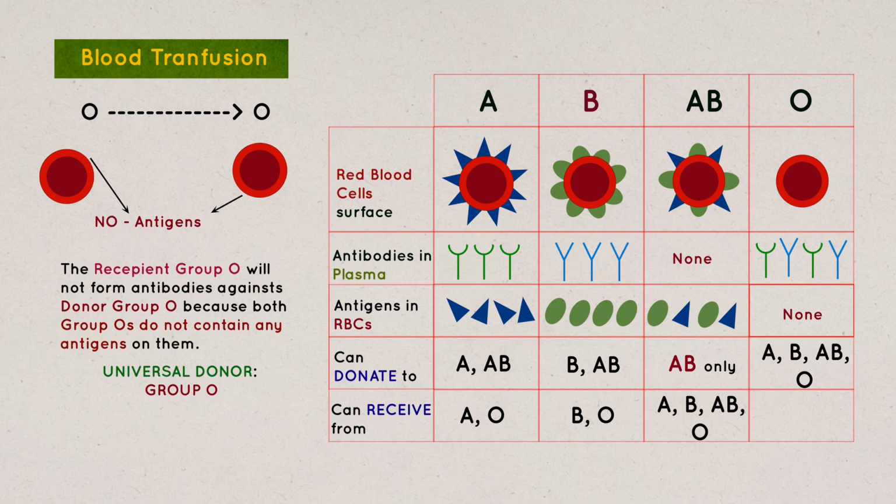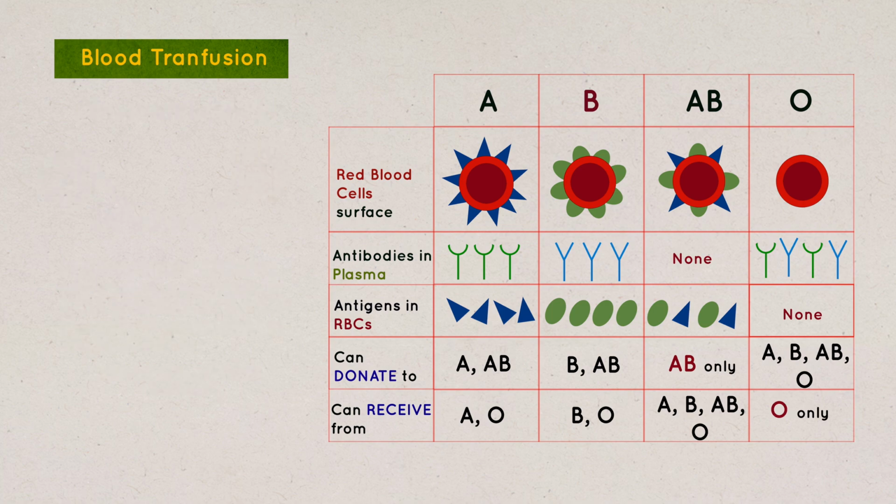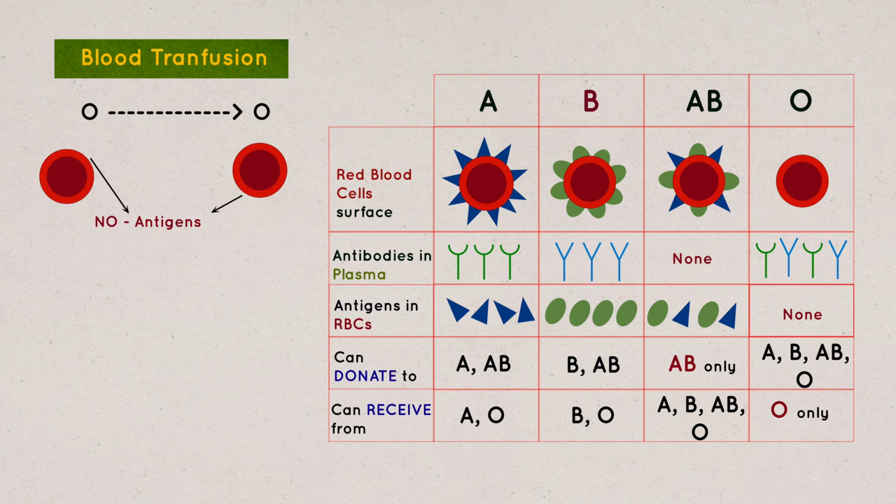Let's see what blood groups group O can receive from. Group O can receive blood from group O only. Let's see how it works. Group O can receive from group O only because the recipient group O has the same antigens as donor group O.